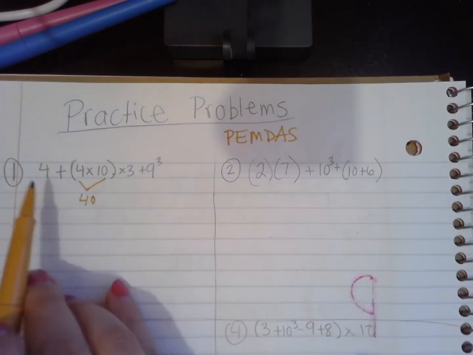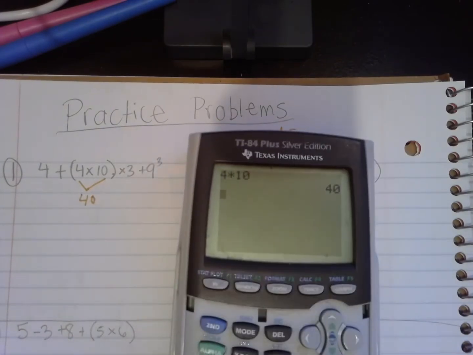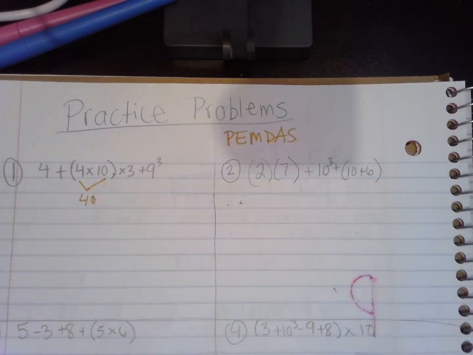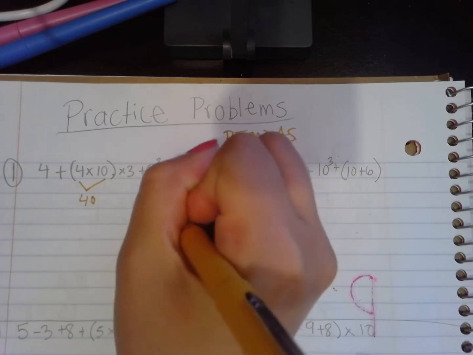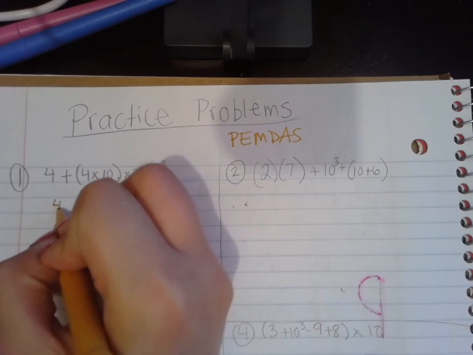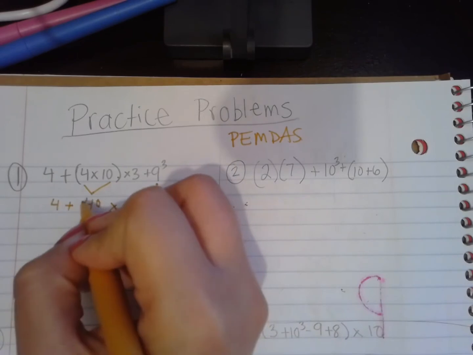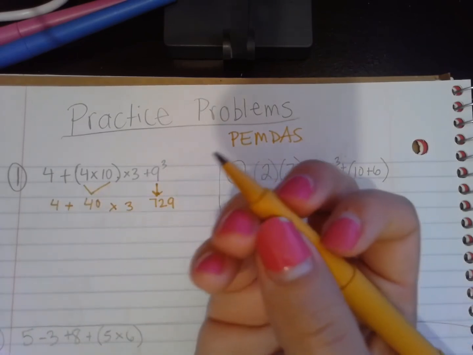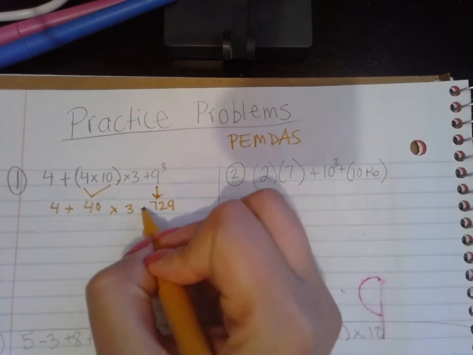Next, so I already did the parentheses. Now I have an exponent. Looking at what I have left here, the only one that has an exponent is 9 cubed, or 9 to the power 3. So 9 to the power 3 just means 9 times 9, which is 81, times 9 will give me 729. So that would just give me 729 right here. So what I'm going to do now is I'm going to bring everything else down. So I have 4 plus 40 times 3. And if you want to keep this in parentheses, that's totally fine. But for now, I'm going to multiply anyway, so it's right there. Oh, and I forgot to write the addition.